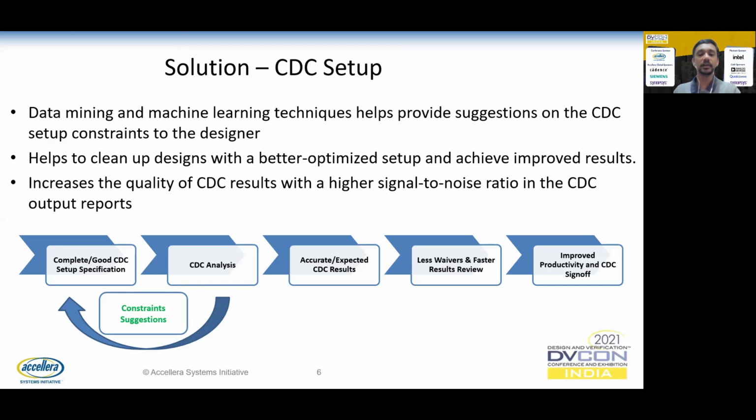The data mining and machine learning feature not only analyzes the CDC results to recognize patterns, but also uses this information to provide the CDC setup recommendations. Before analyzing the design for CDC problems, the best practice the user can do is to start with a cleaner design constraints setup. This ensures the specification of the designer's intent, optimistic CDC results output, exposes real scenario CDC bugs, and most importantly, helps in faster CDC closure of a design.